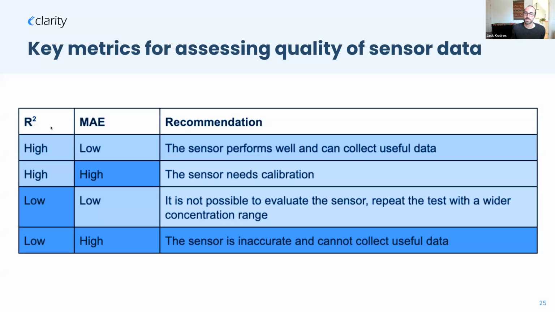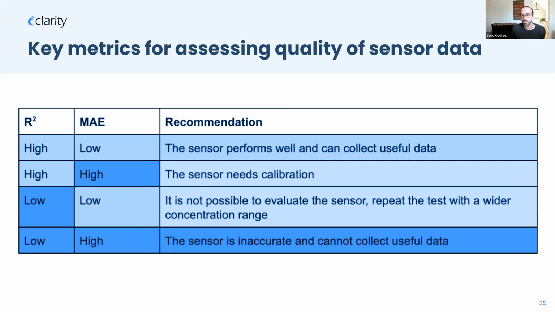Now, there is a common misconception and source of confusion, and I'm just going to highlight that very briefly. When we talk about R squared scores, the higher the better. When we talk about error scores like mean absolute error, the lower the better. You want your error to be 0 and your R squared to be 1. If you have that situation, your sensor is performing well and you're collecting useful data.